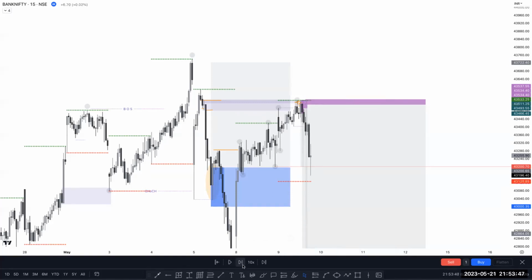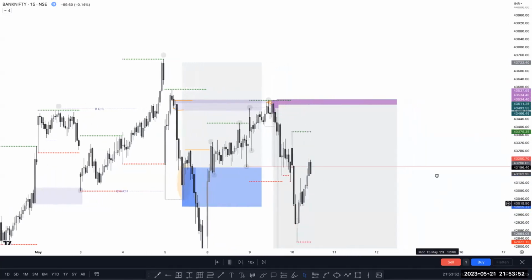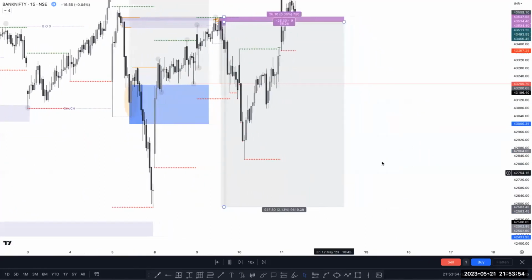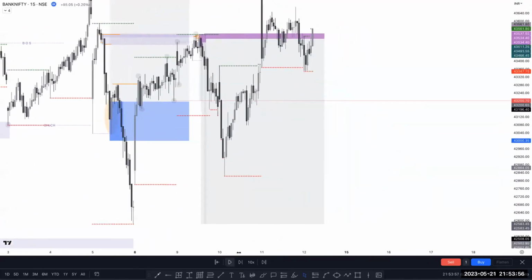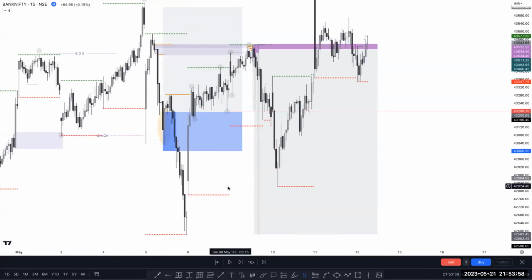Okay, everyone. So I hope everything is clear to you here, right? And this is a main target here. Market reached the previous, I think this one is a previous low.